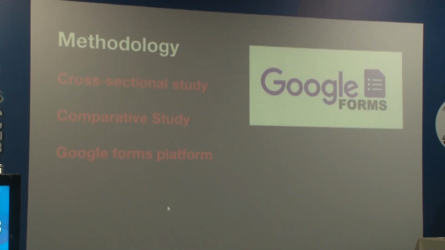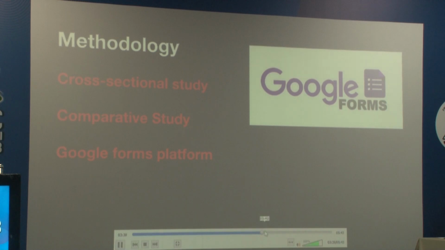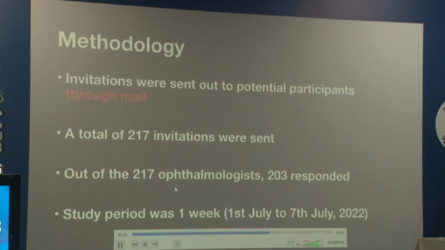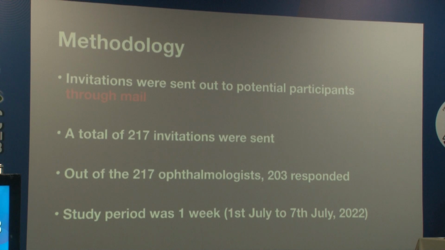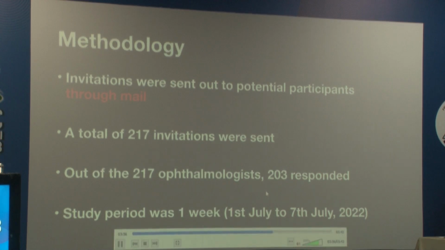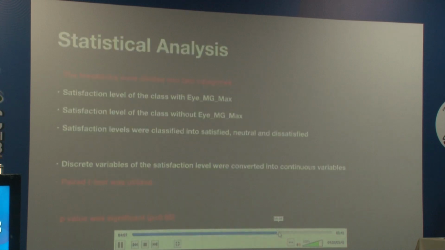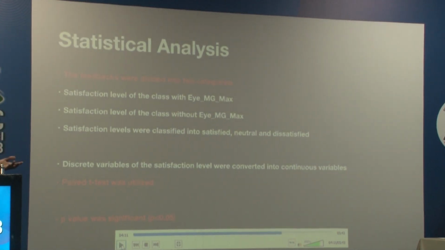It was a comparative cross-sectional study on a Google platform. The app downloads were done, and the physicians or first year postgraduates were included. These were the components of the questionnaire pertaining to knowledge, tutorials, and innovative representation, and 217 invitations were sent to the downloads. We got 203 respondents who responded about the utility of this application compared to a textbook. The discrete variables of the satisfaction levels were converted into continuous variables. A paired t-test was done, and the p-value was significant at 0.05.